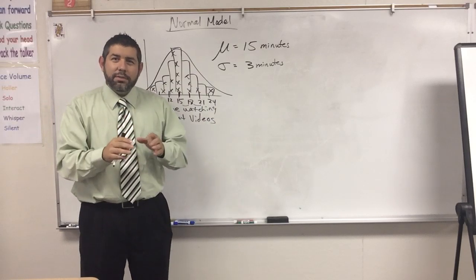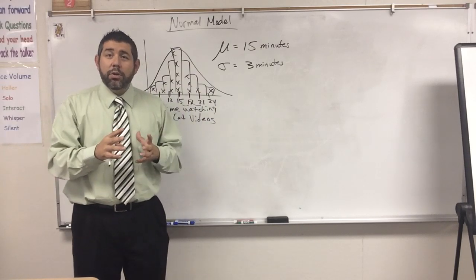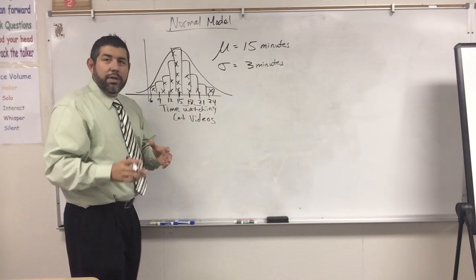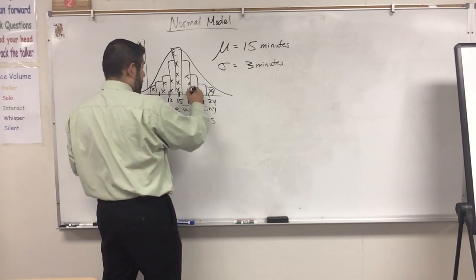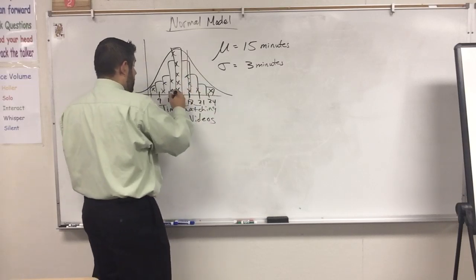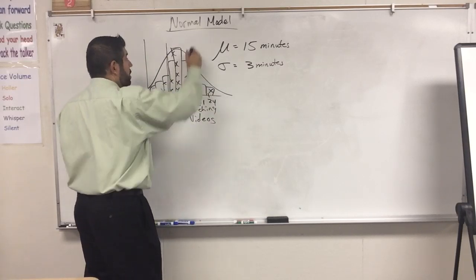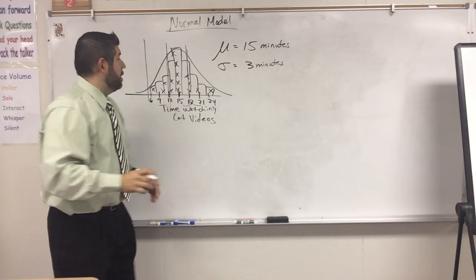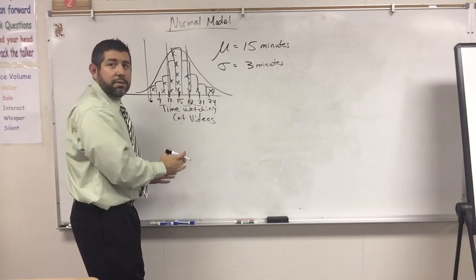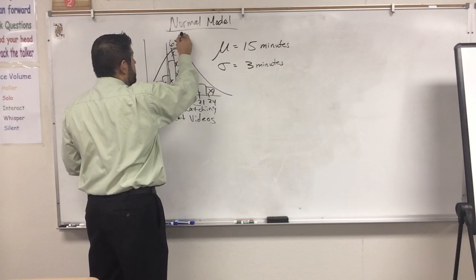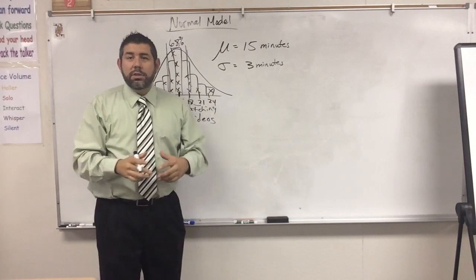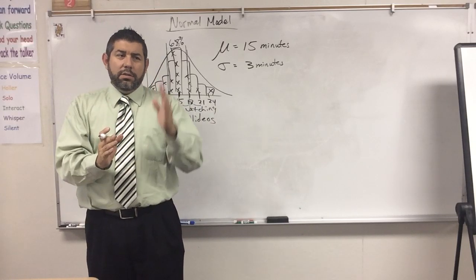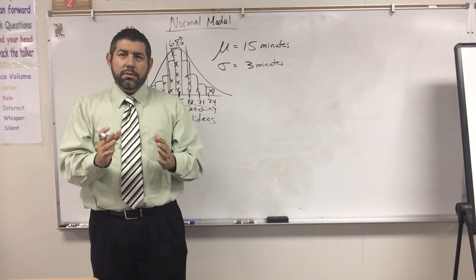And what happens is that when we look at this through a normal model, one standard deviation from the mean at 18 right here, and between 18 and 12 minutes, this actually captures 68% of our data. So 68% of our data are in between 12 and 18 minutes.